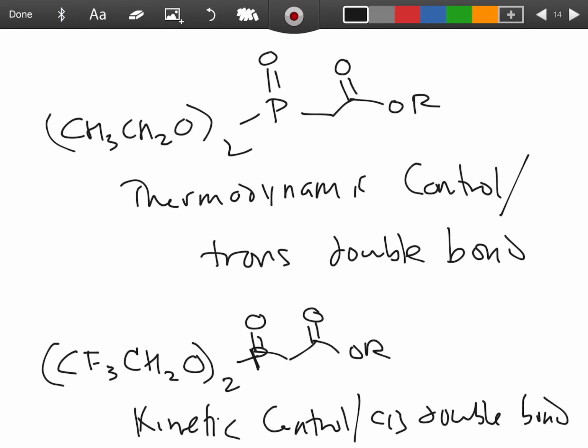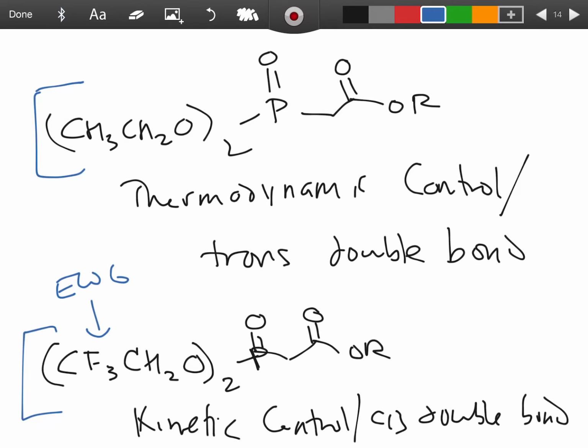and your cis double bond. So just changing the ester group on your phosphorus changes whether or not you're under thermodynamic control and making trans double bonds, or if you're under kinetic control and making cis double bonds. So just changing this group is all it takes to change that. And the reason is this is electron withdrawing, or more electron withdrawing than just the ethoxy.